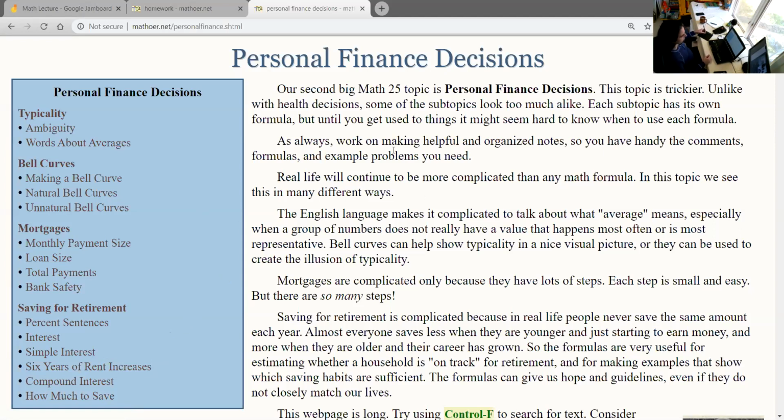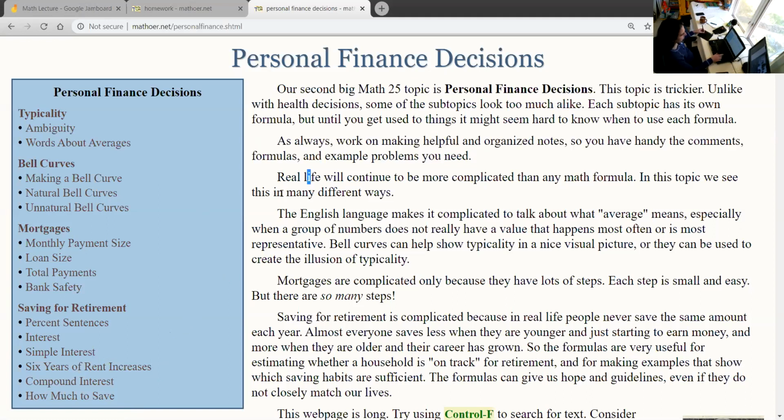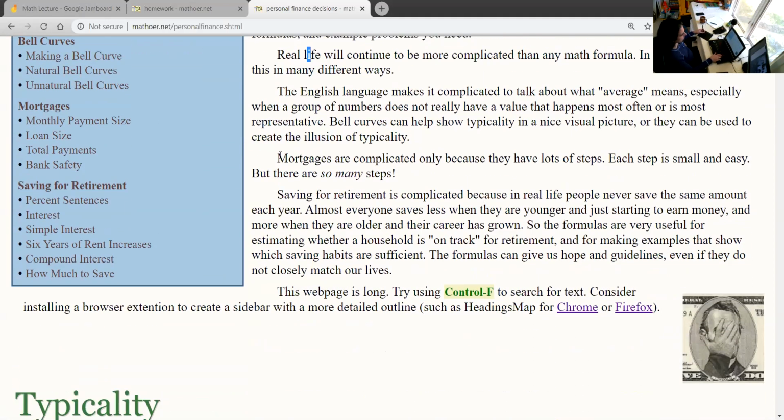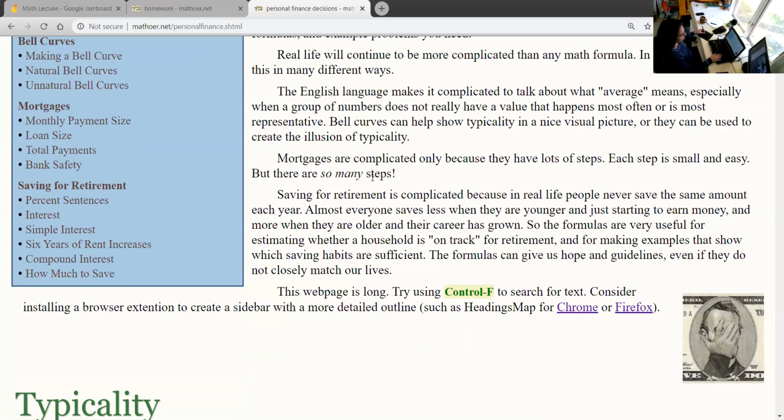What else do you want here from the intro? As always, make good notes. All of our tests and homework are open notes. If all you have is a giant pile of papers, that's not going to help you, because you'll have to spend all your time flipping through them. So get some sort of efficient, organized notes if you can. Mortgages are complicated only because they have lots of steps. So just a heads up for that. For all of our formulas, we haven't really had steps to them.